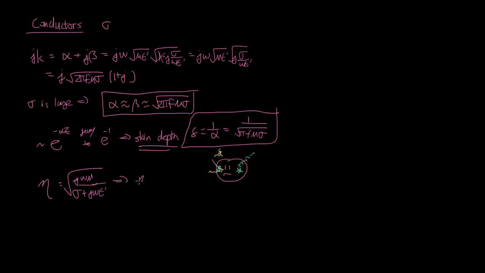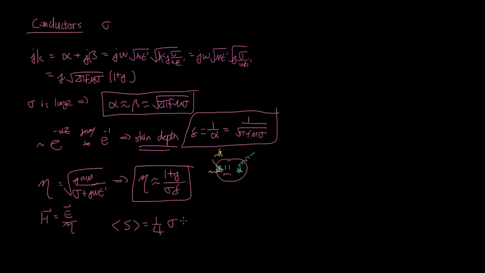If we do some other approximations, you'll find that for a good conductor, you can approximate eta as (1 plus j) over sigma delta. And then finally, if you also say that H is equal to E divided by eta, and you have your expression of E that decays as a function of alpha, or as a function of 1 over delta, you will also find that for a good conductor, the time average power density as you propagate is 1/4 of sigma delta Ex squared e to the minus 2z over delta.